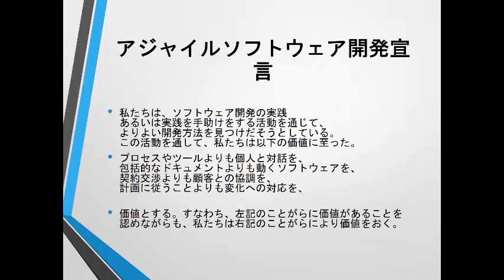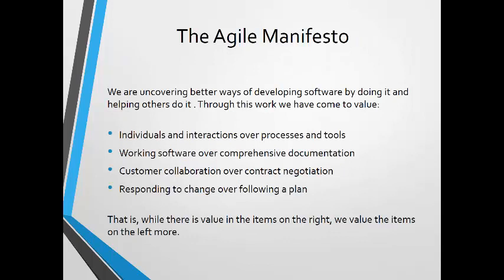So here is the Agile Manifesto. You all love to read Japanese, so here you go. It's available in a variety of languages at www.agilemanifesto.org. Here it is in English.